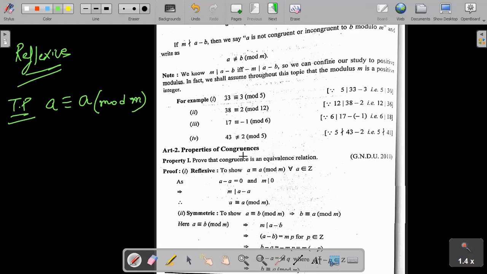हम कौन सा relation की बात कर रहे हैं? Congruences. So हमें पता है congruences क्या होते हैं? A is congruent to B mod M. So we have to prove that every element is related to itself. So we have to prove that A is congruent to A mod M. Beta, is it fine? Yes, ma'am. Is it true?